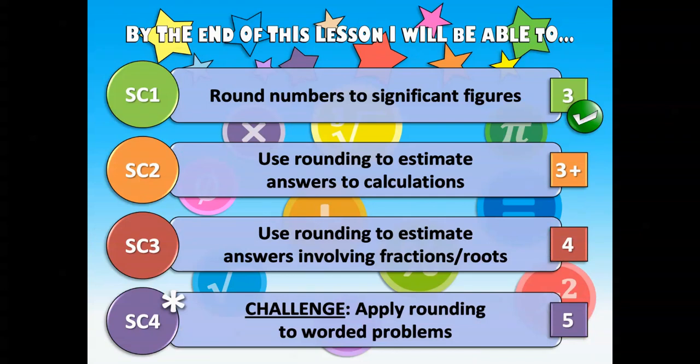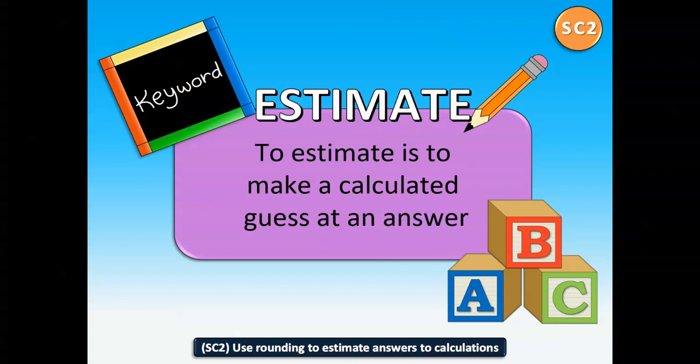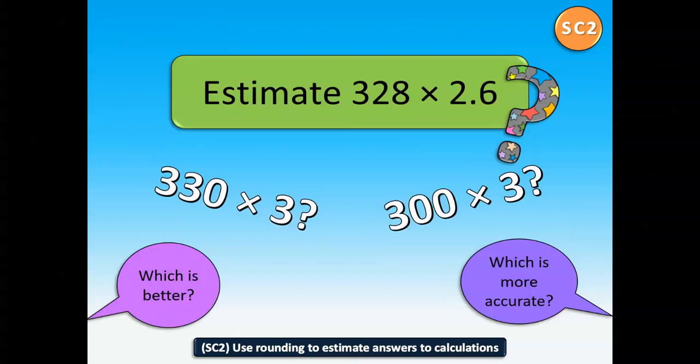So now we're going to move on to number 2, and this is to use rounding to estimate answers to calculations. So estimate is to make a calculated guess at an answer. So if we want to estimate 328 times 2.6, which would be a better calculation to use? 330 times 3 or 300 times 3? Which would give us a more accurate answer? Well, the closer the numbers are to the original numbers, the more accurate our answer is.